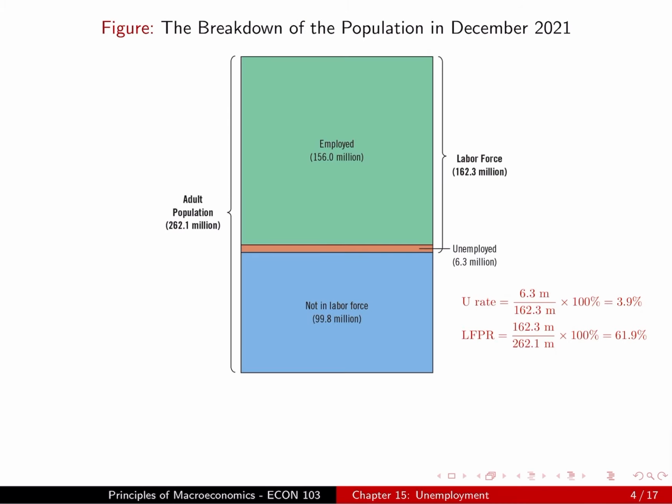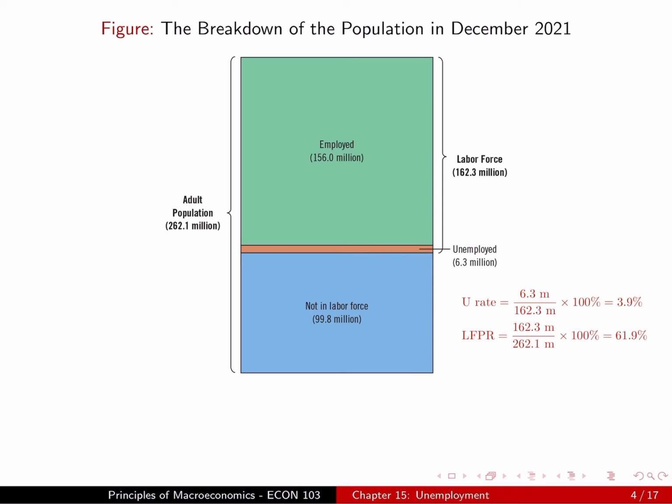This figure shows the data from December 2021. In that month, there were 156 million employed and 6.3 million unemployed. The labor force can be taken by summing the number of employed and the number of unemployed. That is 156 million plus 6.3 million equals 162.3 million. Then we can calculate the unemployment rate by taking the number of unemployed divided by labor force. That is 6.3 million divided by 162.3 million times 100% equals 3.9%.